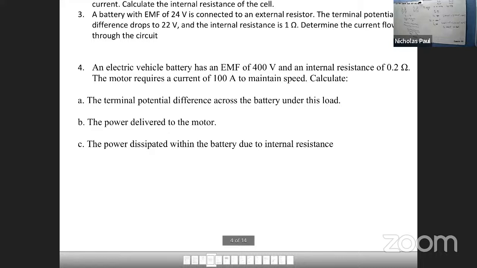Alright, let's go and jump into that part before. First things first, they gave us EMF, they gave us internal resistance and current in the circuit, right? Calculate terminal PD: V is equal to E minus I times r.